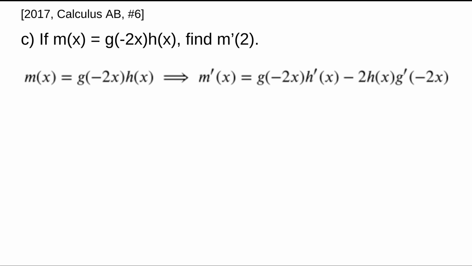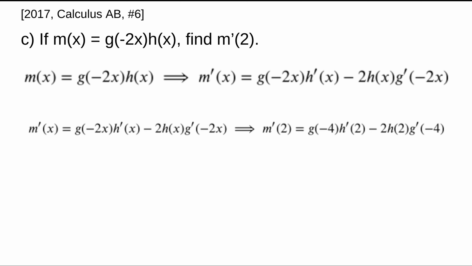In part C of this question, we define another function, m of x, to be g of negative 2x times h of x. And we are asked to find m prime of 2. Notice that m is defined as a product of 2 functions, so in order to find a rule for the derivative of m, we need to apply the product rule. M prime of x would be g of negative 2x times h prime of x minus 2 times h of x times g prime of negative 2x. Kind of a mess, but we do have enough information provided to us where we can start substituting in values here.